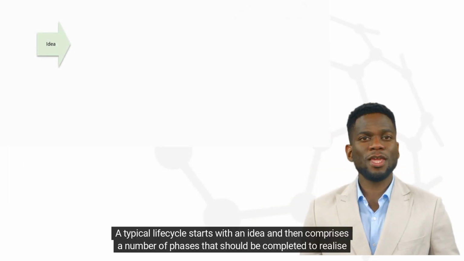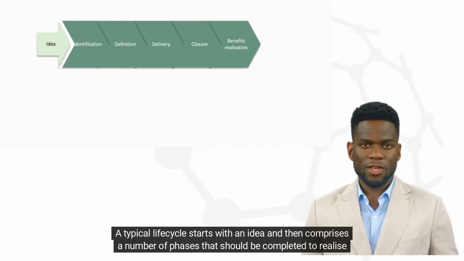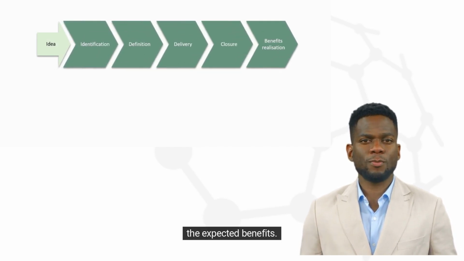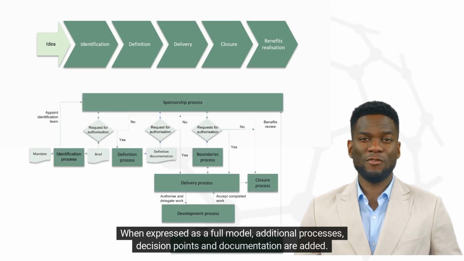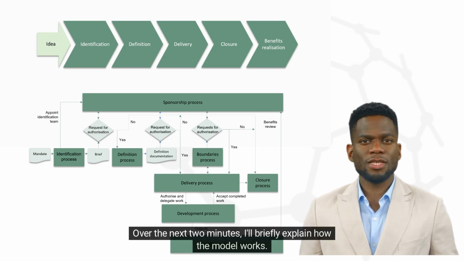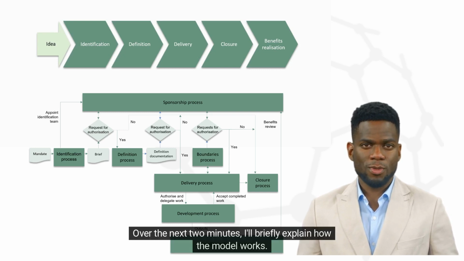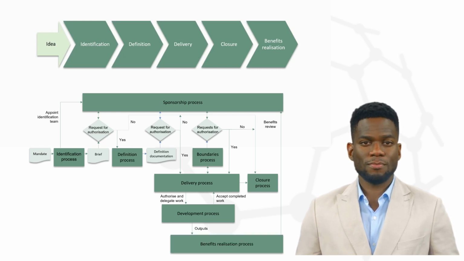A typical life cycle starts with an idea and then comprises a number of phases that should be completed to realize the expected benefits. This starting example is a very simple linear representation. When expressed as a full model, additional processes, decision points, and documentation are added. Over the next 2 minutes, I'll briefly explain how the model works.